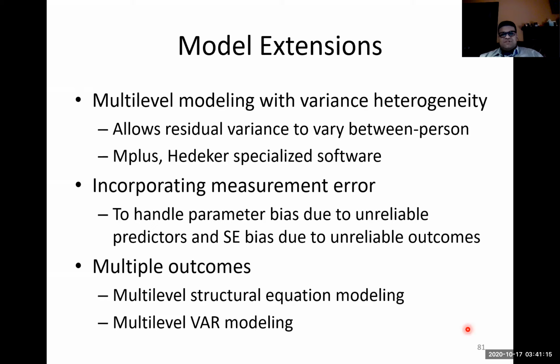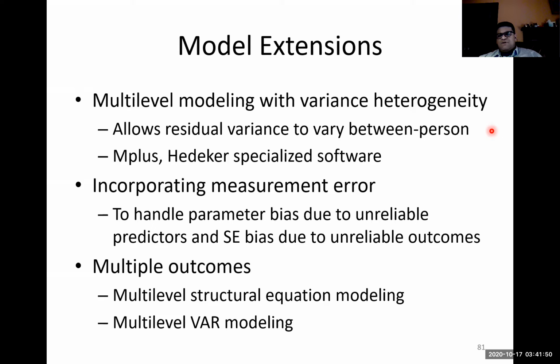Some other interesting extensions could be multi-level modeling of variance heterogeneity, essentially allowing the residual variance to vary from person to person. Basically, we were assuming that the residual variance for each person, the variance of the ups and downs for each person, was the same from person to person. That was an assumption being made in the multi-level model that we were going through.